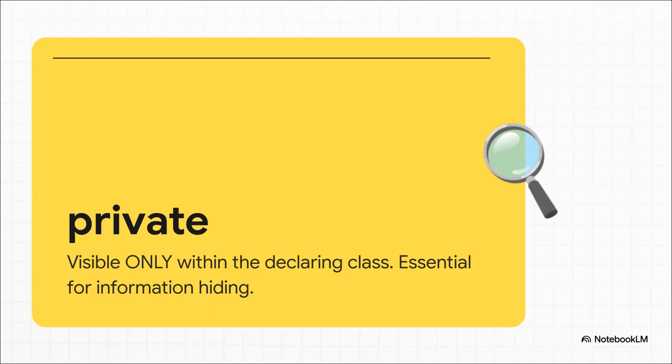Starting with the strictest of them all, private is your tool for maximum protection. When you declare something as private, it's like putting it in a locked vault. It is completely, totally inaccessible from outside its own class. This is the heart of what we call information hiding or encapsulation.